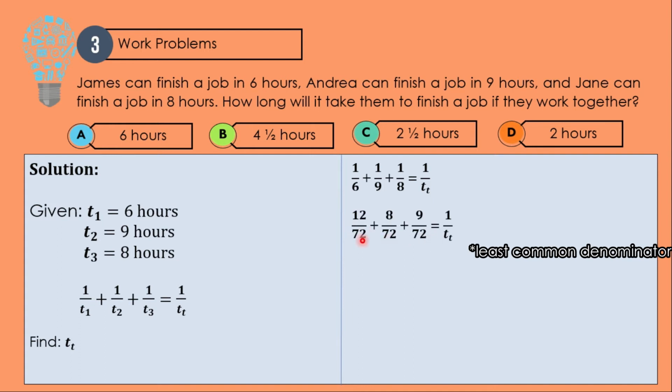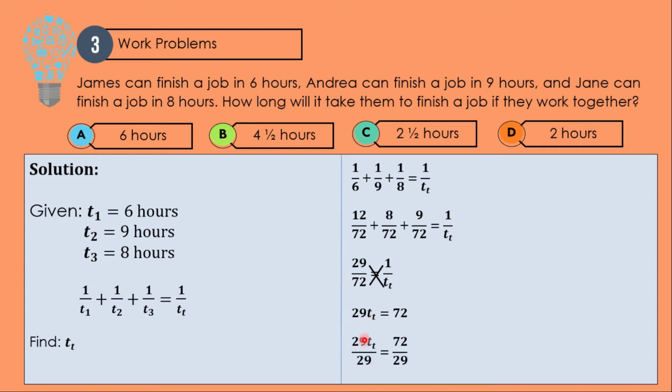We have 72. Then get the numerator. We'll have 12 over 72 plus 8 over 72 plus 9 over 72 is equal to 1 over T sub T. Then add, we'll have 29 over 72 is equal to 1 over T sub T. Then let's cross multiply. We'll have 29 T sub T is equal to 72. Now to find the value of T sub T, let's divide both sides by 29. We'll have 2.48, which is approximately 2.5 hours. So our answer for this problem is letter C.